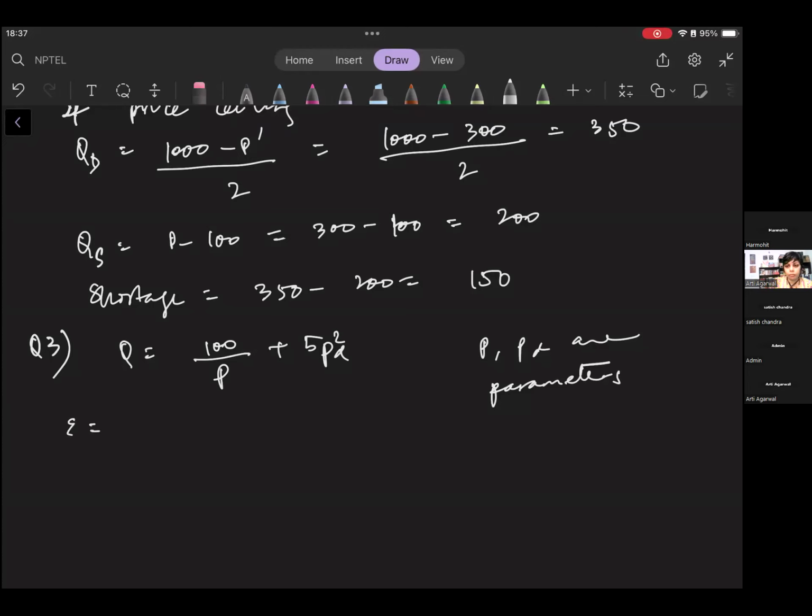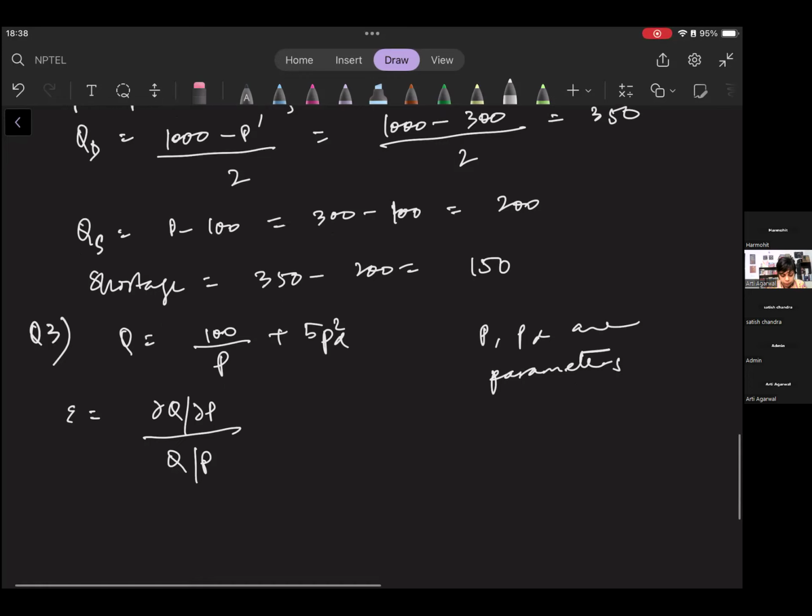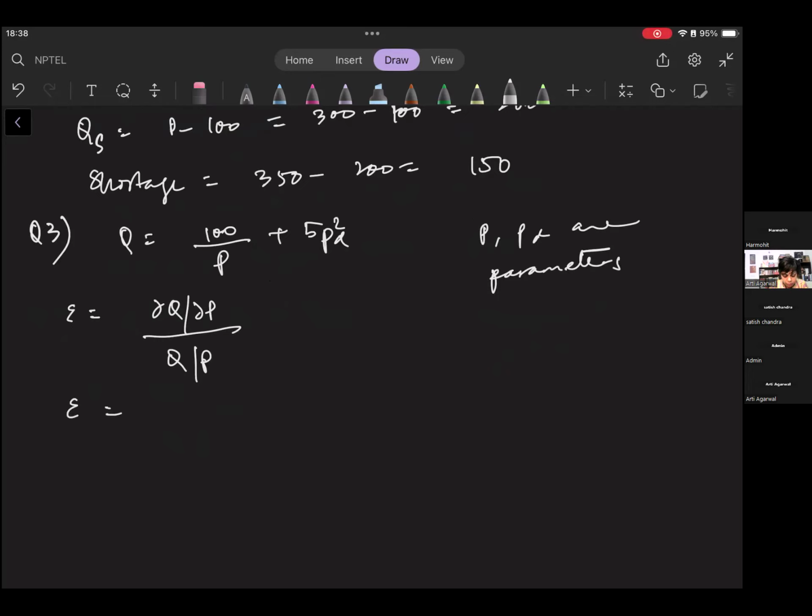So when we take price elasticity of demand, in this case especially, we will take the partial derivative, not the full derivative, of q with respect to p, divided by q by p. If you want to report it with the sign, you can just take the partial derivative like this. It will automatically come out with the sign. So we denote it by epsilon. In this case, it's already 100 by p, so it is minus 100 by p square upon q by p. So one p will get cancelled. What you will get is minus 100 upon q into p.